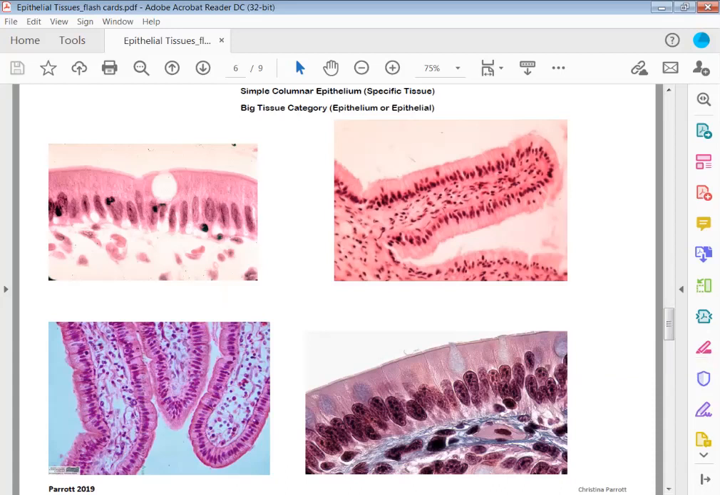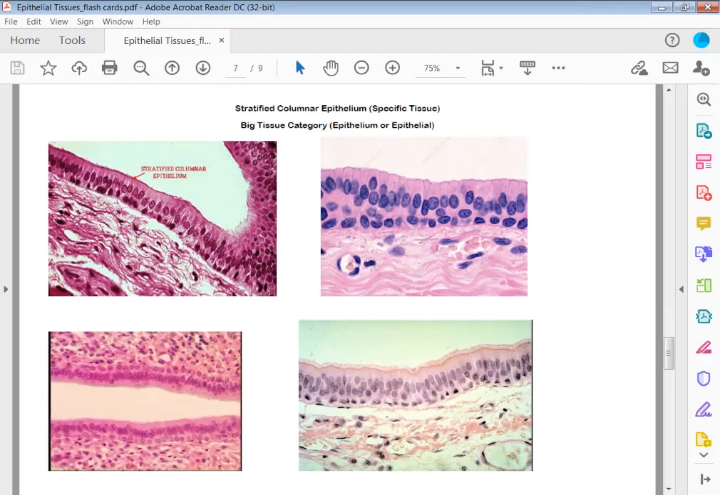Okay, so on the practical, if I ask you what the specific tissue category or specific tissue name is, it is simple columnar epithelium. If I ask you for the big tissue category, it is epithelial or epithelium. If I ask you to identify that cell over there, right here, it would be a goblet cell. Going to the next one.